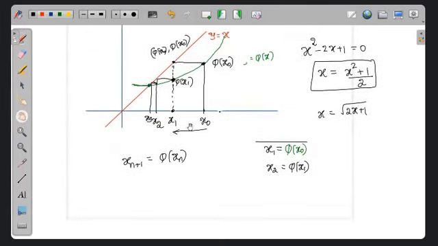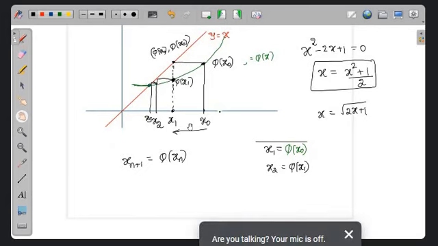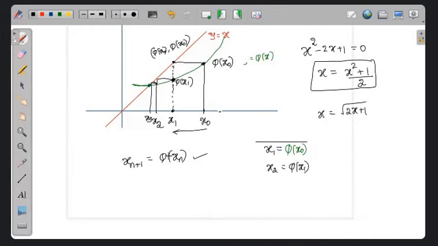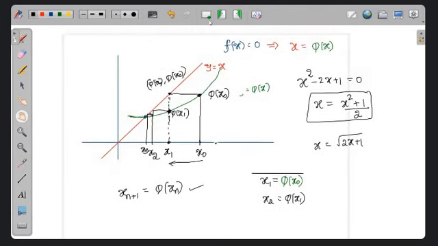Yeah. Now the question is, is it always true for all choices of phi, or is there any restriction? Okay. So definitely there is a restriction. Okay. To understand that, let me explain with one more graph.